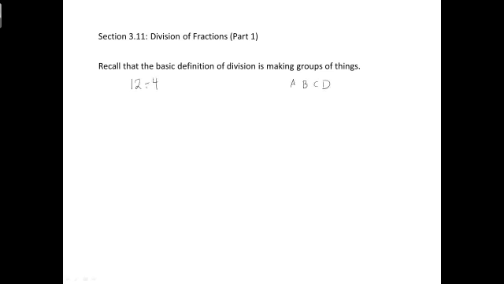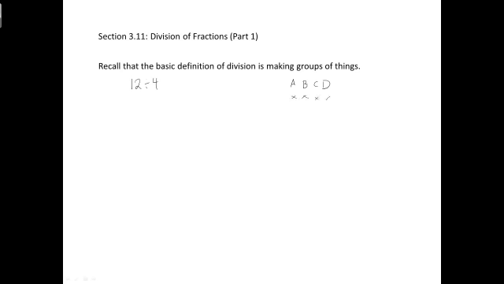Section 3.11, Division of Fractions, Part 1. Recall that the basic definition of division is making groups of things. So for example, if we had the calculation 12 divided by 4, we would imagine having 4 people and we're distributing 12 items among them.